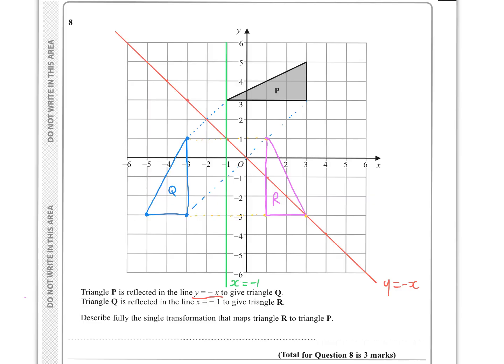Well, I don't know if you knew this, but if you have two reflection lines that aren't parallel and they cross, then that's going to be the centre of rotation. So our centre of rotation is going to be negative 1, 1. Now all we've got to do is work out how to map R to P.